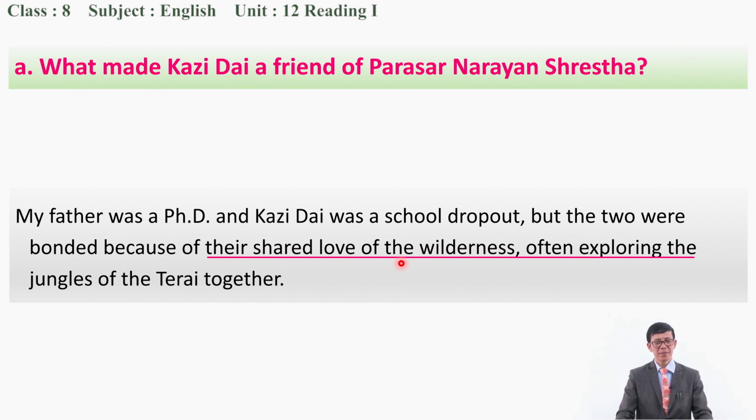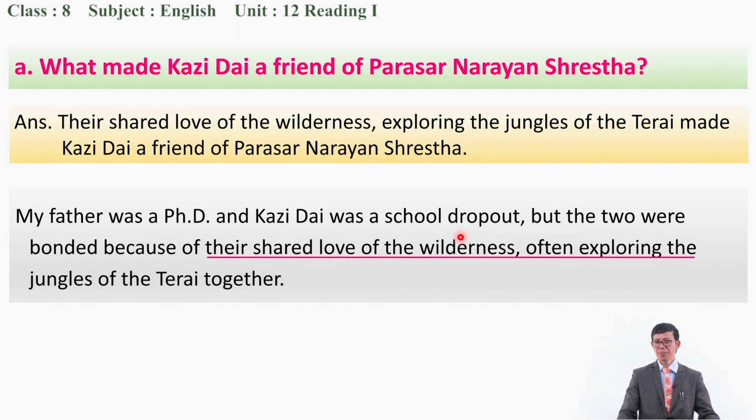Yes, look at there. They had something common in between, okay? Their shared love of the wilderness. Kajidai and Parasanarayan Suwal, both of them loved birds, nature. Both of them were conservationists. So their shared love of the wilderness made them friends of each other. So now you can write this answer: their shared love of wilderness, exploring the jungle of the Tarai, made Kajidai a friend of Parasanarayan Shrestha. You might have written this answer.